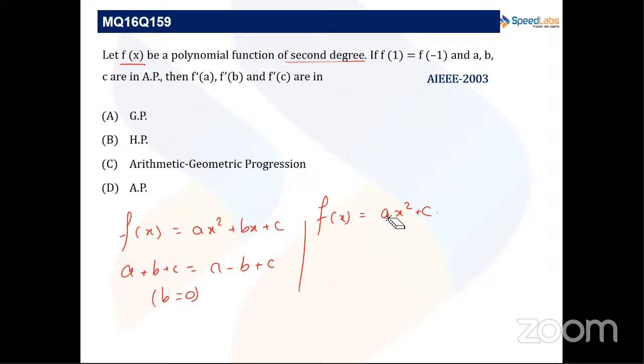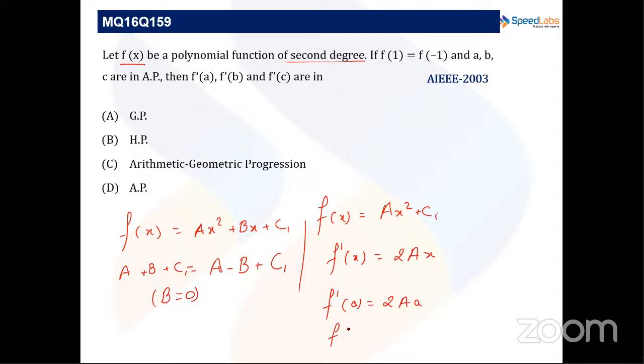It is also given that, let's take this capital A, capital B, and capital C, because small a, b, c are already in the question. So f(x) is ax square plus c. Now we are given that A, B, C are in AP, then first we need to find f dash x, so that will be 2ax. Now f dash A will be 2aA, f dash B will be 2aB, and f dash C will be 2aC.